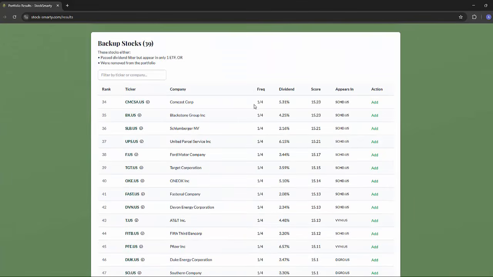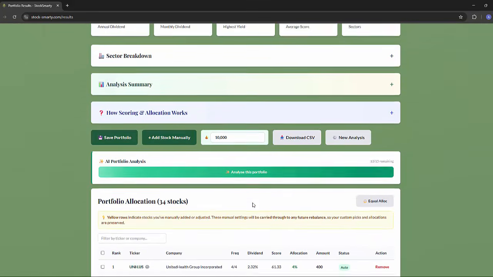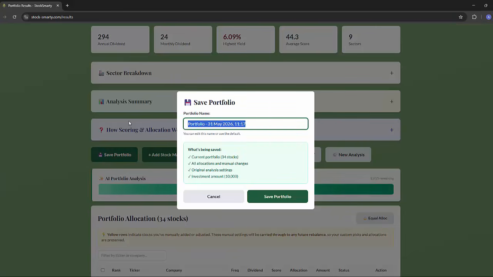And here we've got our backup stocks, so we can see that the frequency was only 1 out of 4 ETFs. So even though it has a high dividend yield, it didn't meet the criteria to appear in 2 or more ETFs. But again, if I wanted to add that in, I can. I press add, and it appears in yellow. It gets a fairly low score, obviously, because it only appears in 1 of 4 ETFs, and it's at your leisure if you want to add in any more stocks that you feel might be missing from this. So again, I can save this portfolio. I'll add it as SCHD, VIG, VYM, DGRO, and we'll call it Div Focus.